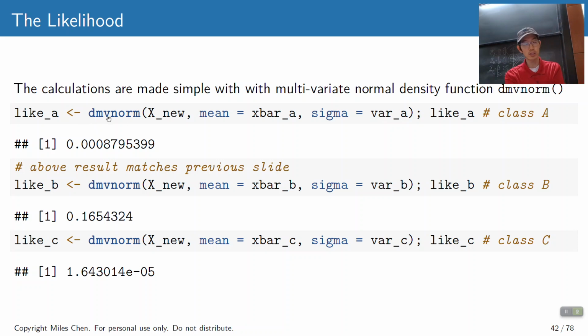Okay, so we say density of the multivariate normal. I say, all right, what is the density of the multivariate normal for class B? And we get 0.165, much higher, class B being blue. And what is the density of the multivariate normal for class C, the green class? Very, very small, 1.64 times 10 to the minus 5. So very low likelihood there, okay?